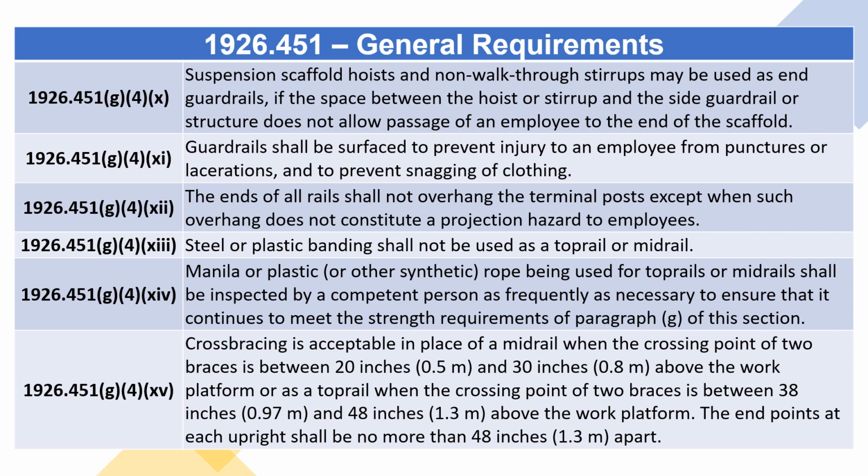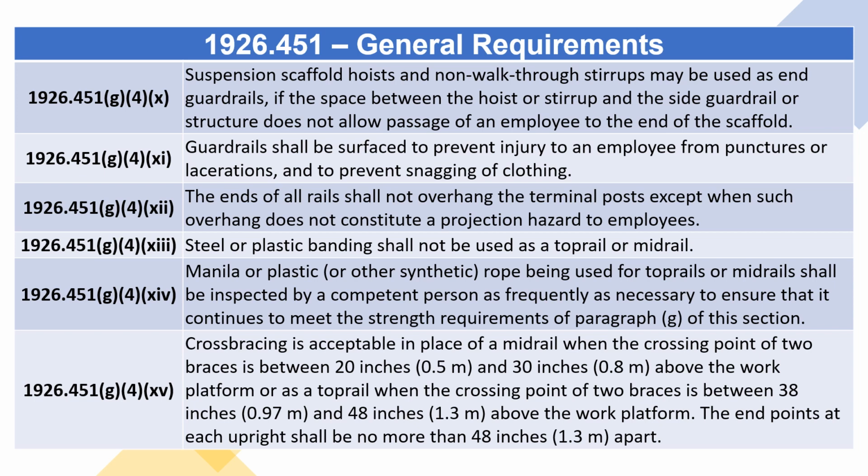Steel or plastic banding shall not be used as a top rail or mid rail. Manila or plastic or other synthetic rope being used for top rails or mid rails shall be inspected by a competent person as frequently as necessary to ensure that it continues to meet the strength requirements of paragraph (g) of this section.